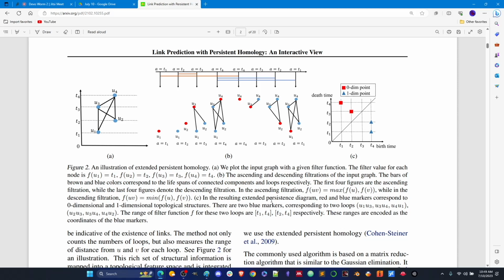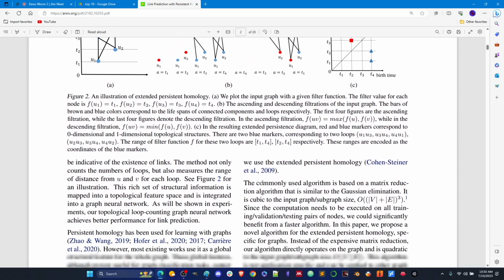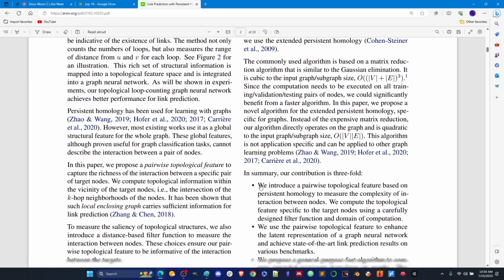In the resulting extended persistence diagram, red and blue markers correspond to 0-dimensional and 1-dimensional topological structures. So these are, of course, the 0-dimensional points and the 1-dimensional points. This is death time and this is birth time. So you have nodes that are being born, nodes that are dying off, and you have this intersection. High death times and lower birth times are 0-dimensional points. Higher birth times and lower death times are 1-dimensional points. So this is kind of their approach.